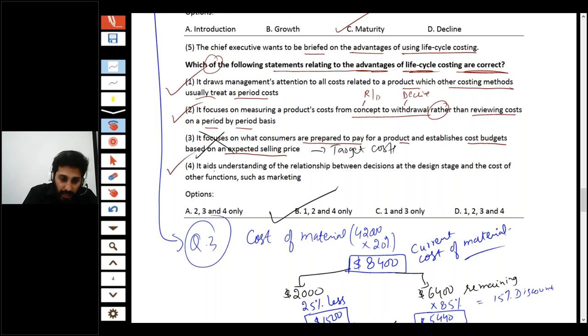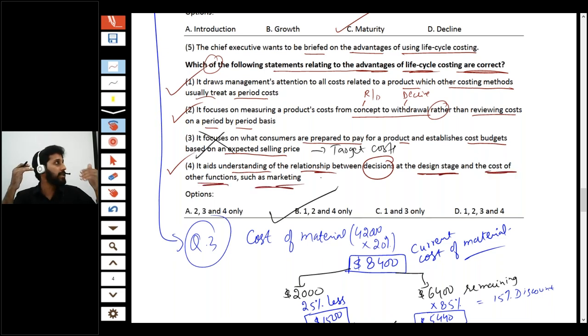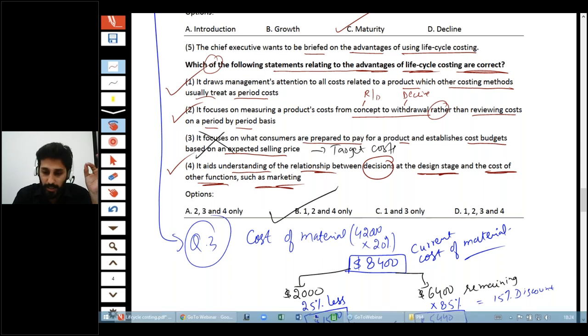Four is saying that it aids understanding of the relationship between decision making at the design stage and the cost of other functions such as marketing. Yes, it measures the cost with respect to the stages of the life cycle. So option number one, two, and four are actually the correct ones. These are the correct ones, right?